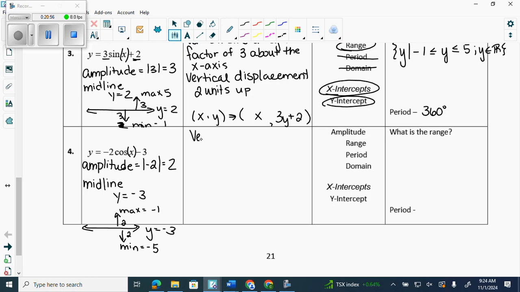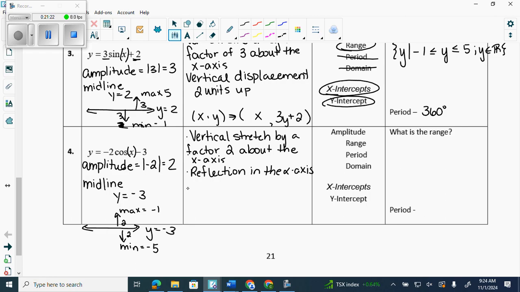So then we have a vertical stretch by a factor of 2, not -2, about the x-axis. What does the negative do? Reflection in the x-axis. And what does the -3 do? Vertical displacement, 3 units down. All of these change vertical things, so x, y becomes x comma -2y minus 3.